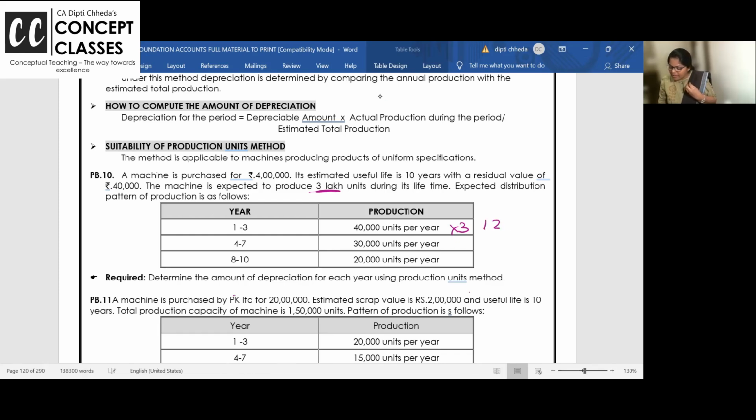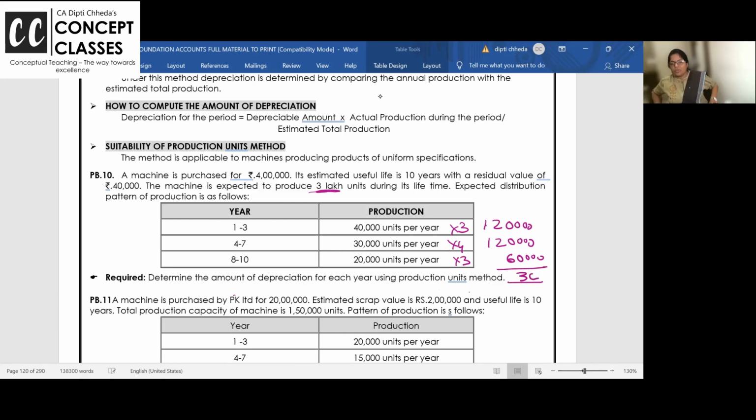So 1,20,000. Then 30,000 for years 4, 5, 6 and 7, that is 4 years. Then 8, 9 and 10, 3 years, 20,000 into 3. So total 1, 2 and 3 lakh units.